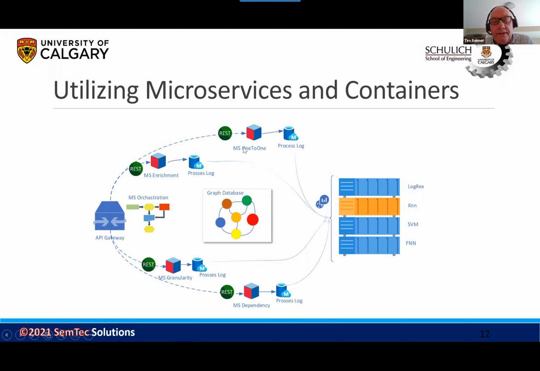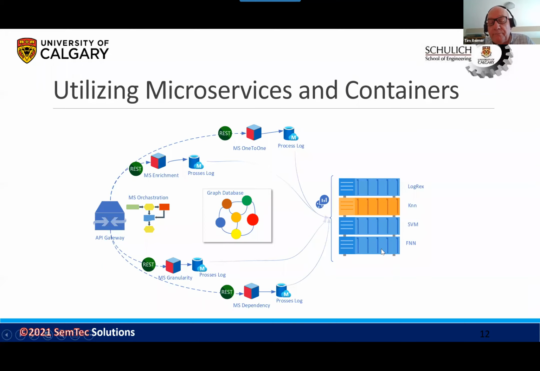And that is recorded in these logs. That's exactly what I showed you here, these log databases that are associated with these microservices. Now we take this data that is coming through here, and we feed that into a container that is running a logrex, logarithmic regression algorithm, or we can use a KNN, and that's the beauty of it.